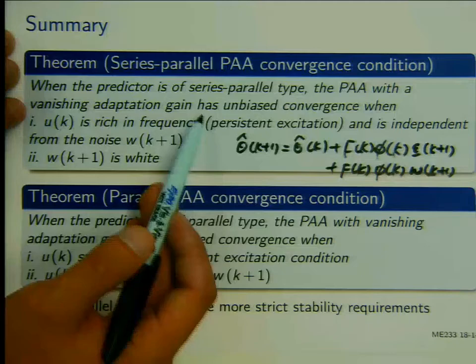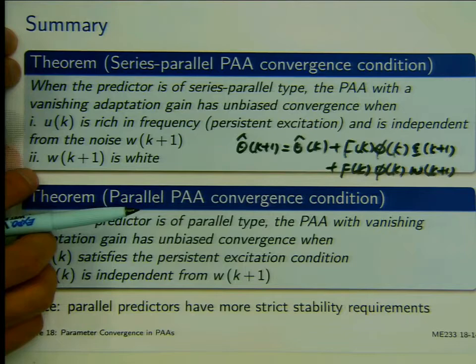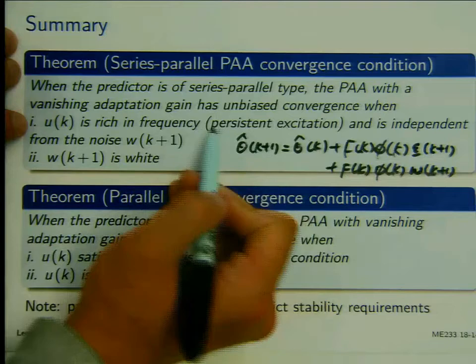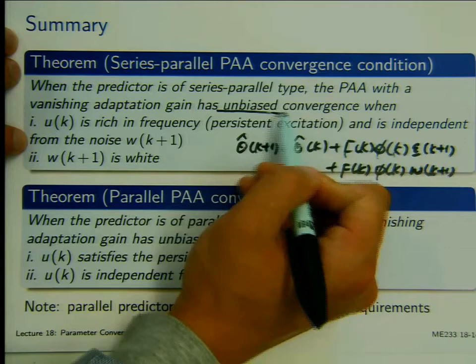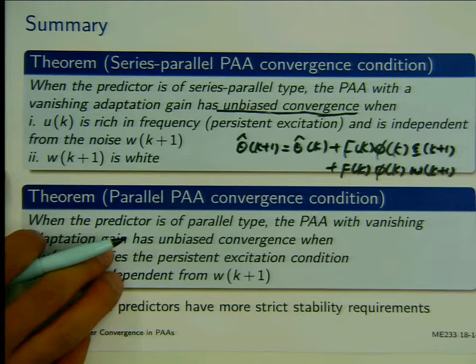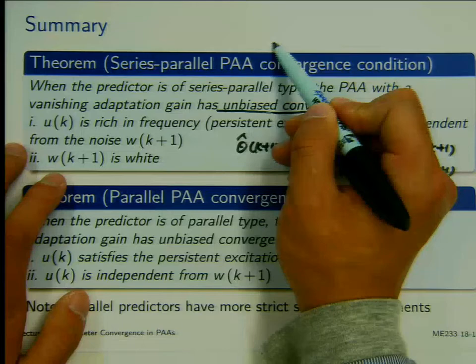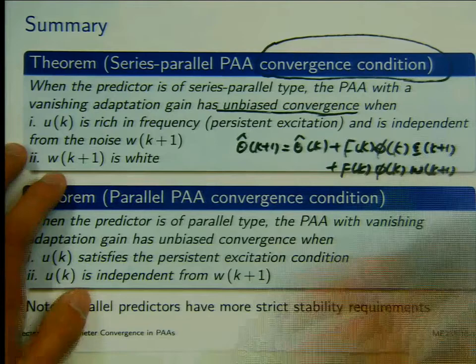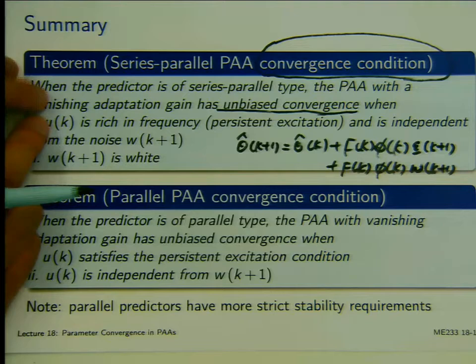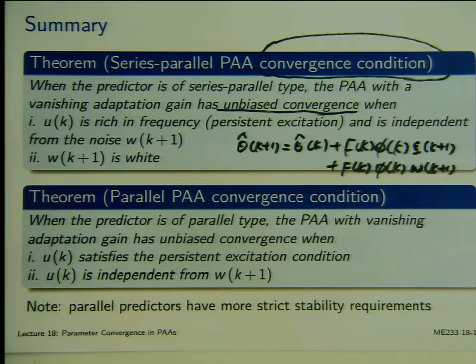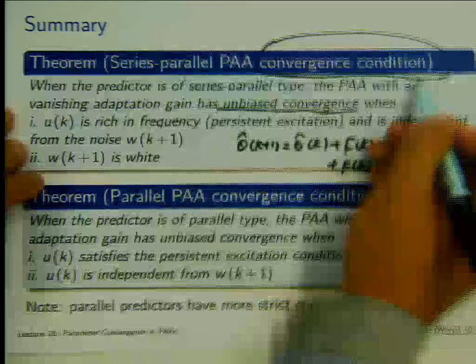And then if w is white, and u_k is rich in frequency, so this is the persistent excitation condition, and it's independent from the noise, then we have unbiased parameter convergence. So be careful. Many students, when they first learn this, become confused about this condition. Keep in mind, this is the parameter convergence condition. This is not the stability condition. In other words, a PAA can be stable but still give you a biased parameter estimate. Be very careful about this. This can be tricky.